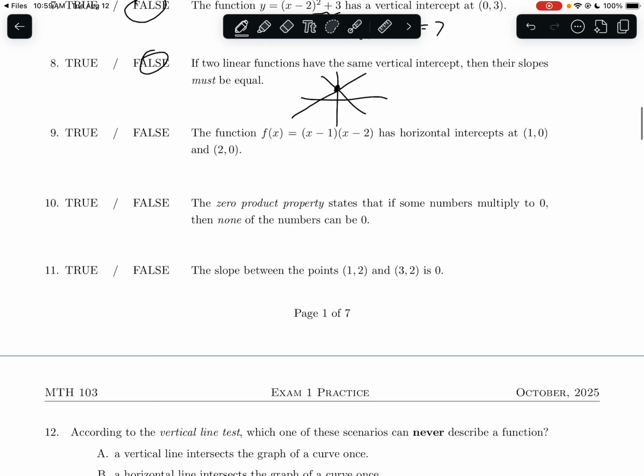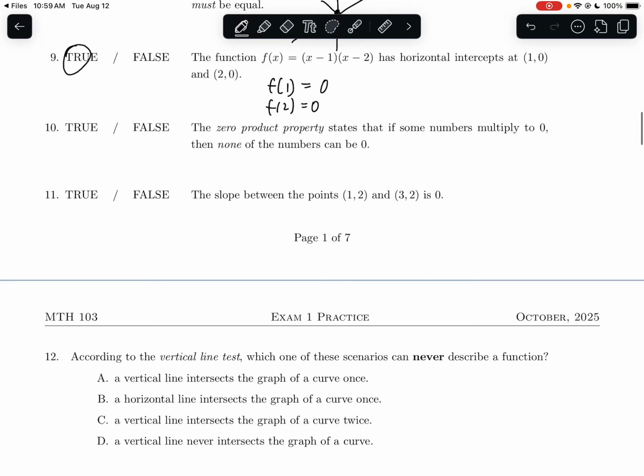This function has horizontal intercepts at 1, 0, and 2, 0. That is true, because if I put in f of 1, I get 0, just because the first term in parentheses is 0, and the same if I put in 2, and so that's true.